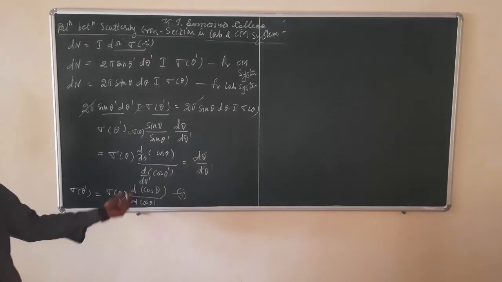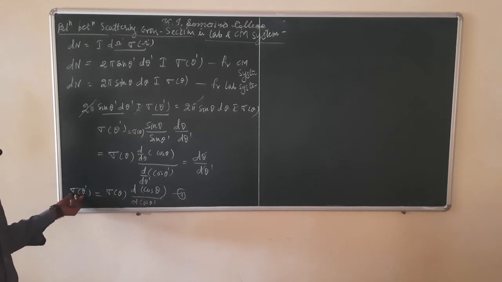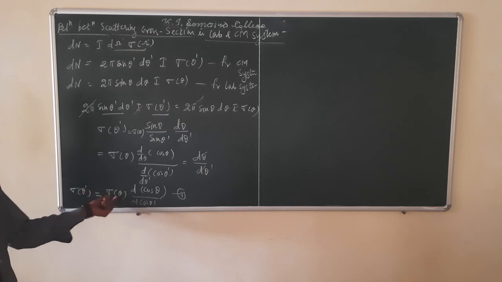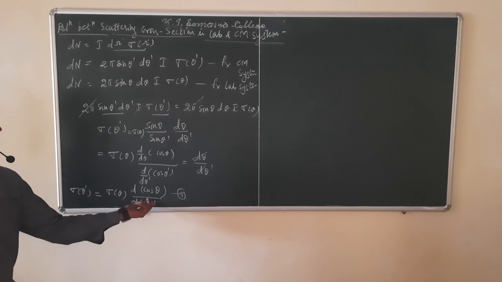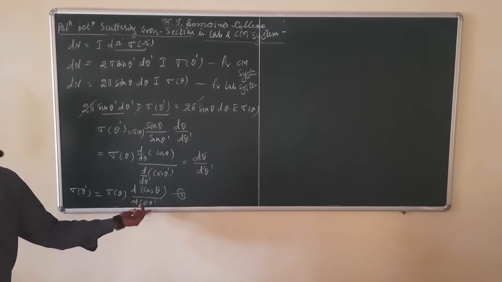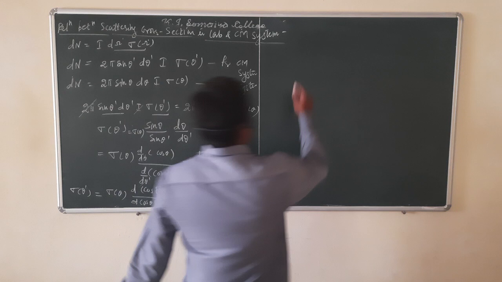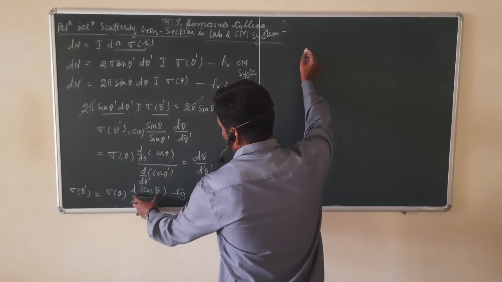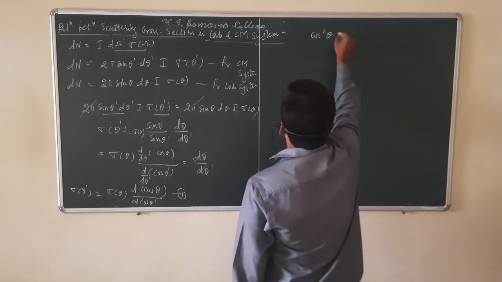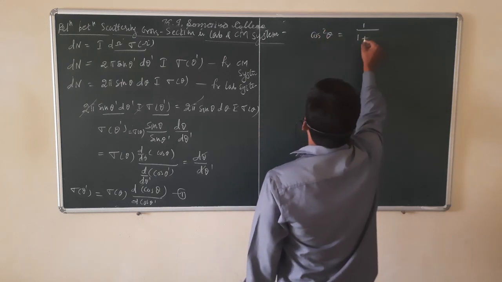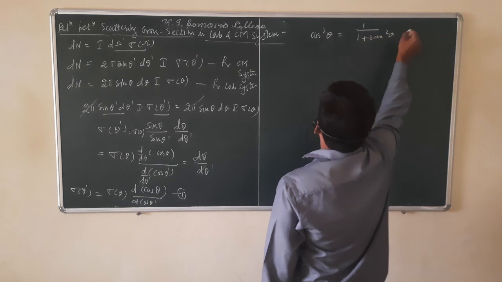Now sigma theta dash is the scattering cross section in the center of mass frame, and sigma theta is the scattering cross section in the laboratory frame of reference. Here theta is the angle in the lab frame, and theta dash is the angle in the center of mass frame. Now we can take a relation to find the derivative of cos theta with respect to cos theta dash. We can use the relation cos square theta is equal to 1 divided by 1 plus tan square theta.